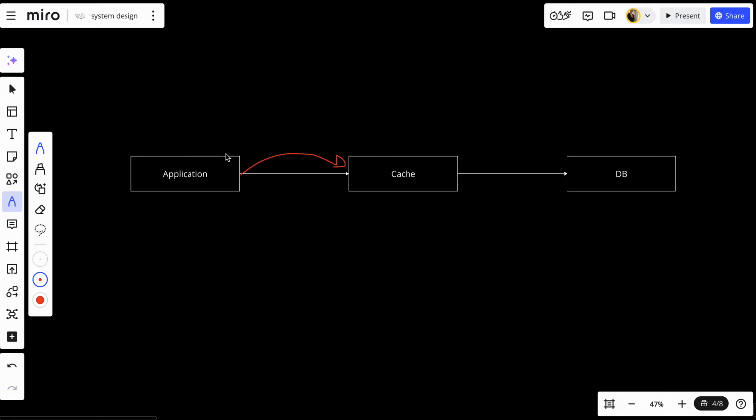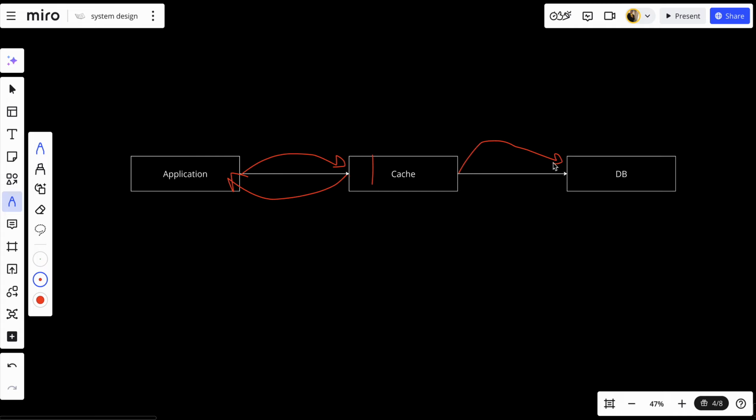So if the application tries to create a write request for a new product, it will send it to the cache, and once the cache obtains it, it will acknowledge it and send the response back. That means the process is successful, and asynchronously it will try to send the request to the database to store this data. Write back caching is best suited for write heavy workloads such as analytics or log systems where frequent writes are needed but data consistency can tolerate slight delays.